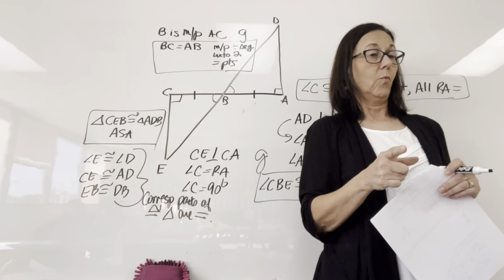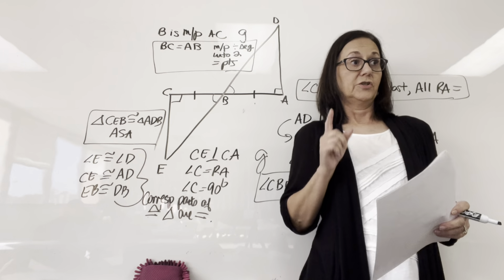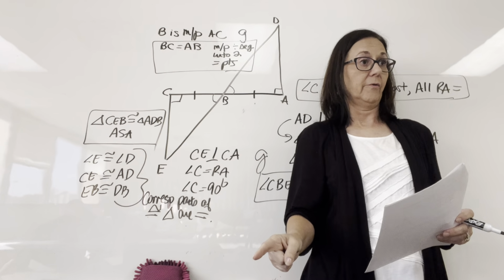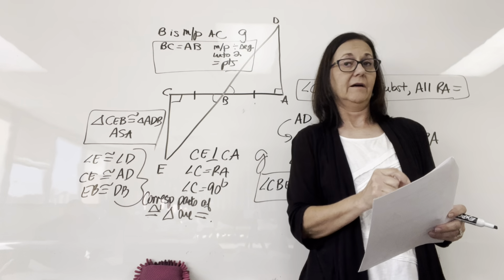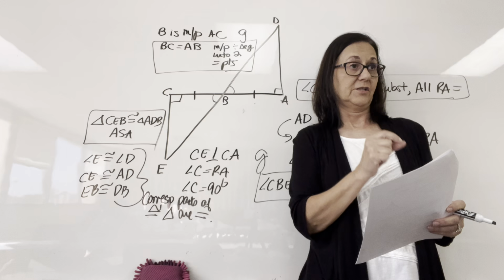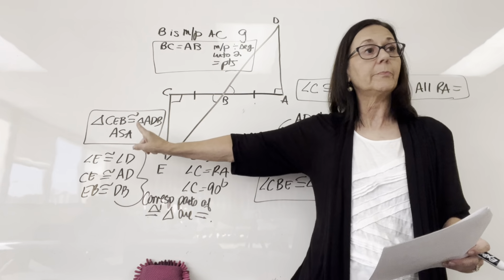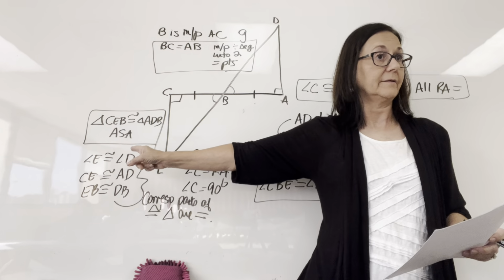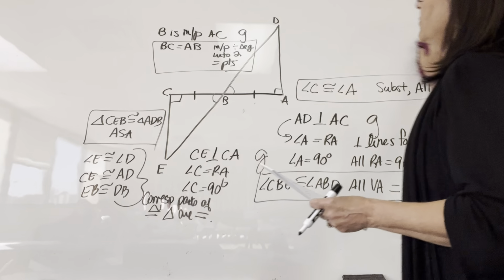So now we're going to work a proof where I'm not going to ask you to prove that the triangles are congruent. I'm going to ask you to prove that one of the parts from each triangle is congruent. But to do that, I first have to prove that the triangles are congruent. All right? So let's work this one.